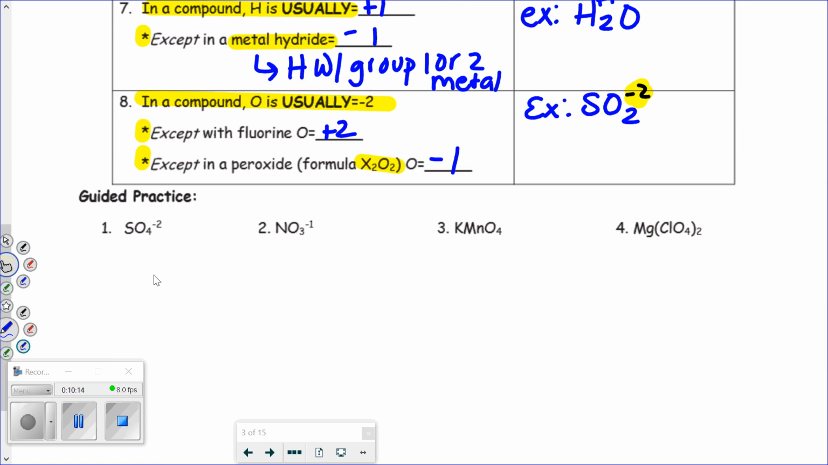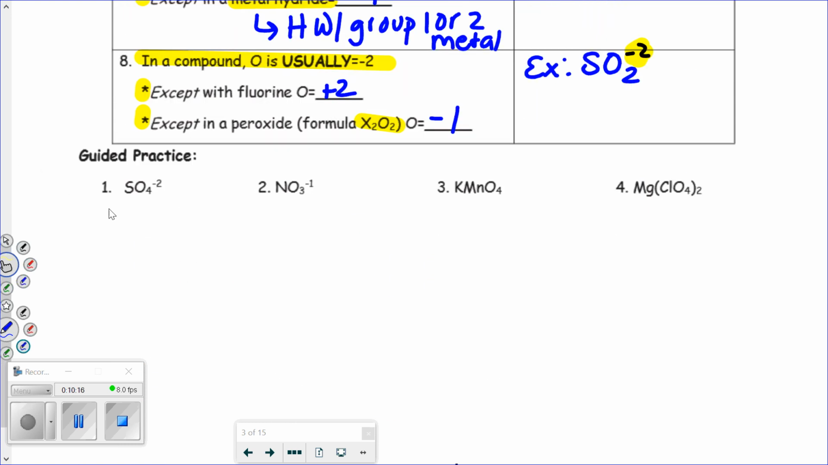All the other rules you can figure out just by looking at the oxidation numbers in the upper right-hand corner. What we're going to do now is practice assigning oxidation numbers to each element within an ion or a compound. And I'm going to show you how we go about this.